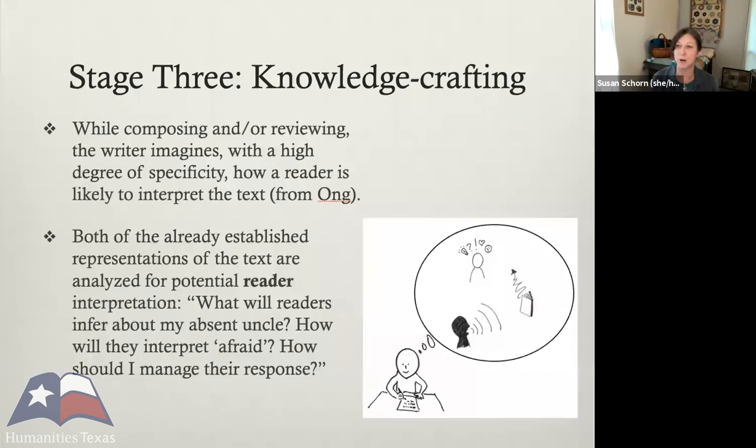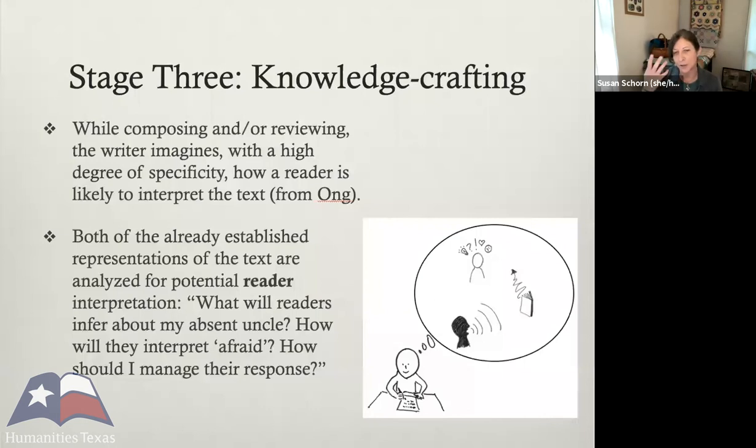So if we go back to our birthday party example, the writer at this stage might ask, well, what are readers going to infer if I tell them that my uncle wasn't there and I was afraid of them? What's that going to make them expect? What's it going to make them think? If I use the word afraid, how are they going to react to that? And how should I manage their potential responses? So if I'm writing for an audience of social workers, I might think that they might jump to assumptions about trauma if I talk about my uncle and being afraid of him.